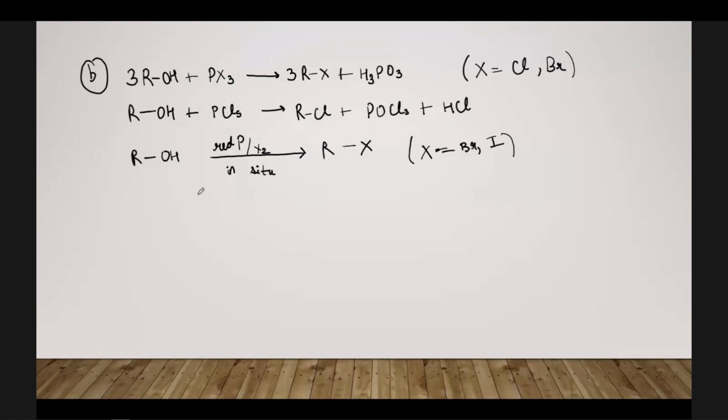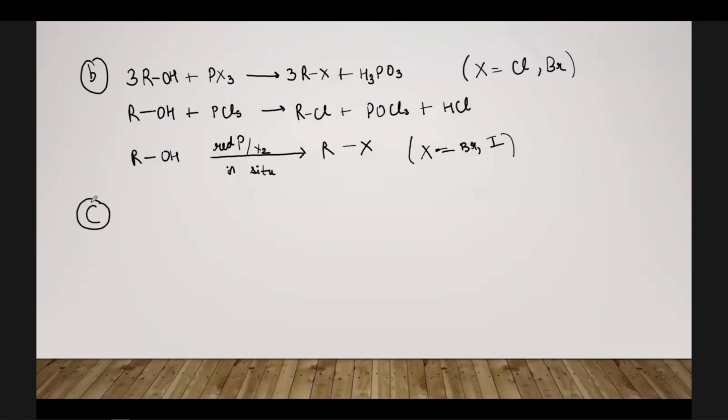And how will we prepare that? We will react red phosphorus with bromine or iodine. When we react both of these, we get the phosphorus halide, and then that halide reacts with the alcohol then and there, and we get the alkyl halide. So this in situ preparation is applicable only for bromine and iodine, not for the other two. So this was about the second category, that is the phosphorus halide.